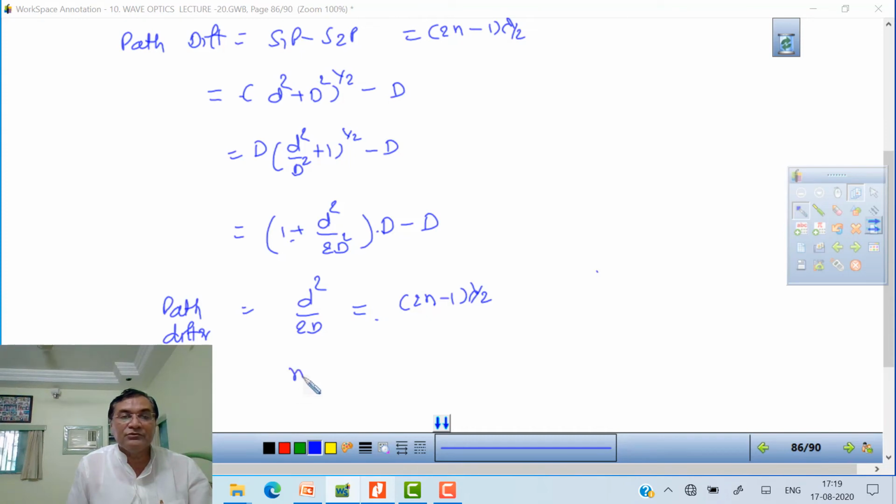For n is equal to 1, this is lambda by 2, the 2 is going to cancel. So wavelength becomes d square upon 2D. And for n is equal to 2, then 2 twos are 4 minus 1 is 3, so it will be lambda equals d square upon 3D, the 2 cancels. So this wavelength is absent.